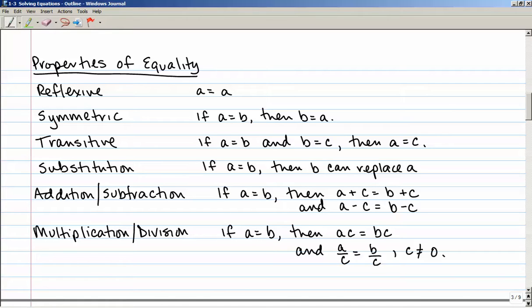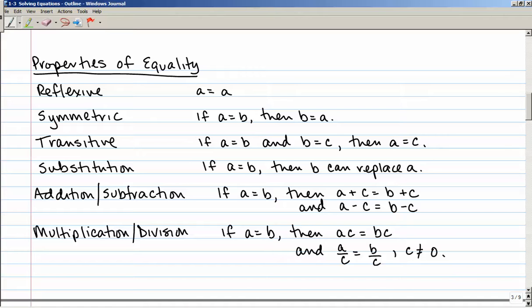The reflexive property says A equals A. Anything is equal to itself. Symmetric property: if A equals B, then B equals A. So do you see a certain symmetry there? We have an AB and then a BA. This sometimes gets confused with the commutative property, but notice the letters are rearranged, and there's no addition or multiplication going on here. The transitive property: if A equals B and B equals C, then A equals C. Substitution property: if A equals B, then B can replace A. Wherever I see an A in the problem, I can go ahead and put a B in there.